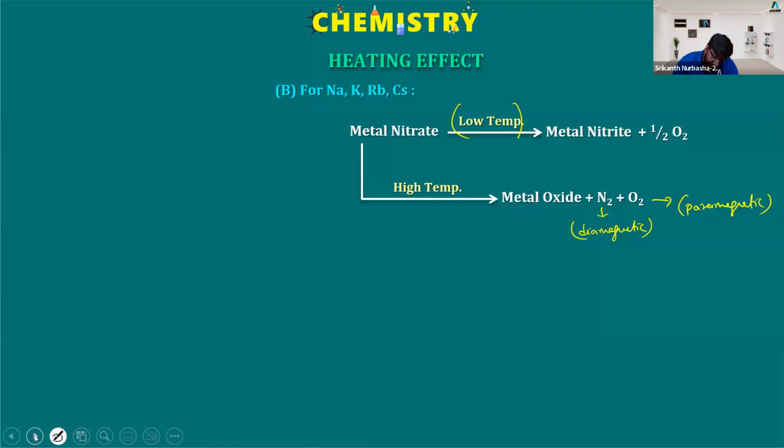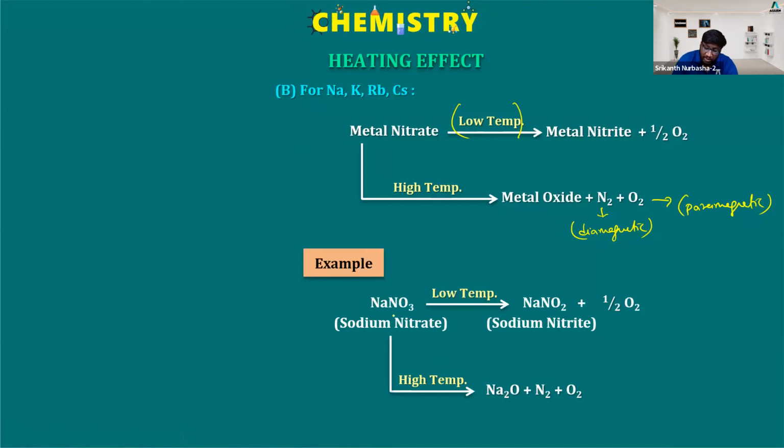Example, if you heat NaNO3, sodium nitrate, at low temperature it forms sodium nitrite and half O2. At high temperature it forms Na2O and N2 plus O2. These metal oxides are going to be formed. Along with that, N2 and O2 are released. Is that clear, students? Is everything clear with respect to heating effect?